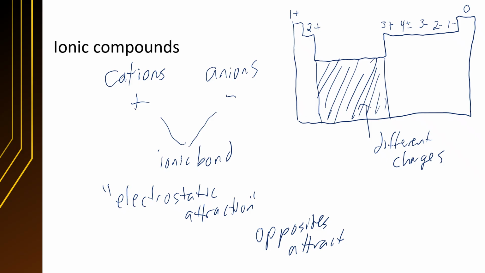So again, ionic compounds form between a positively charged ion, like in groups 1, 2, and 13, and a negatively charged ion, like in groups 15, 16, 17, and when the opposites are attracting, they form that ionic bond. Okay, so ionic compounds form in what we call a lattice structure. Lattice. What that means is it's an alternating pattern of positive and negative ions.